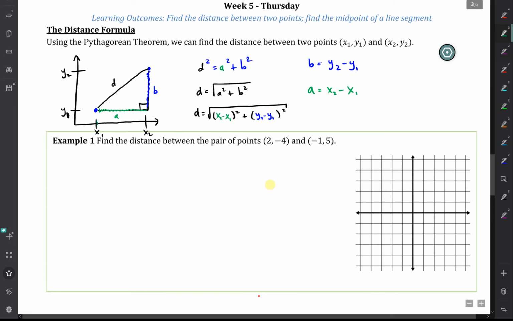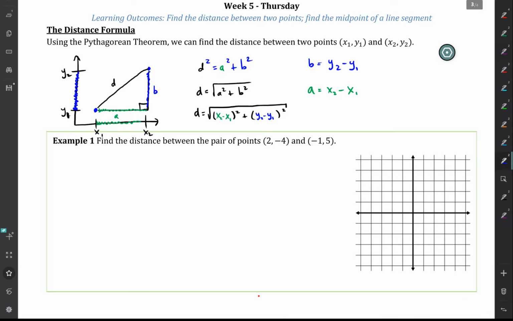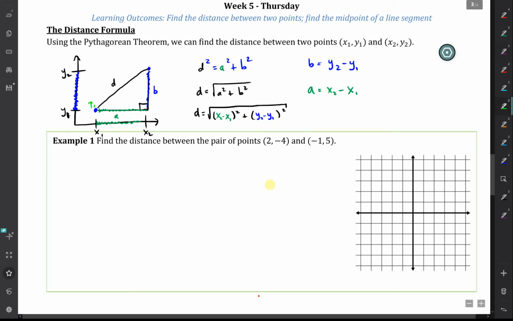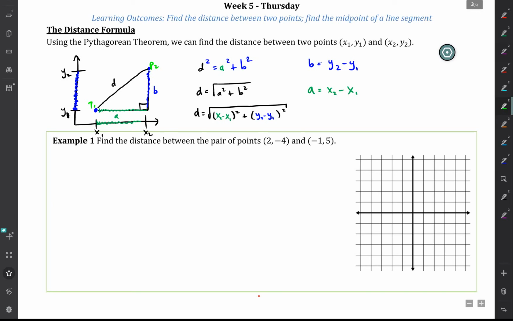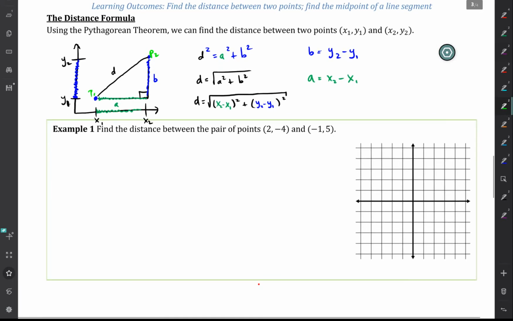So we figured out that this distance here is x2 minus x1. We figure out that this distance here is y2 minus y1, so we're given the distance from this point, let's say this point P1 to that point P2 is given by x2 minus x1 squared plus y2 minus y1 squared, and then you take the square root of that. Okay, so let's use this formula in example 1 to find the distance between the pairs of points 2, negative 4.